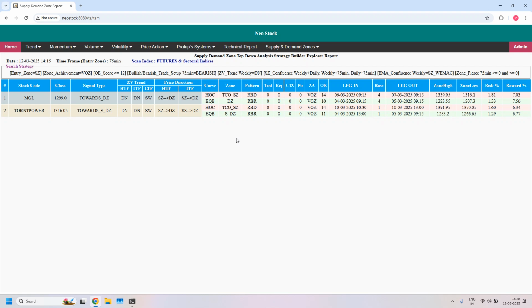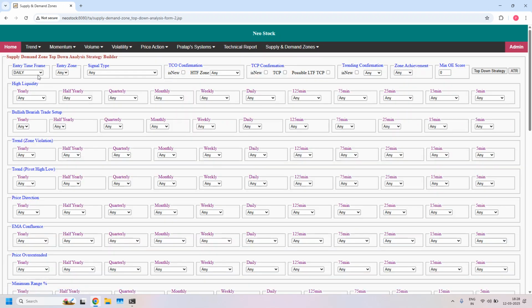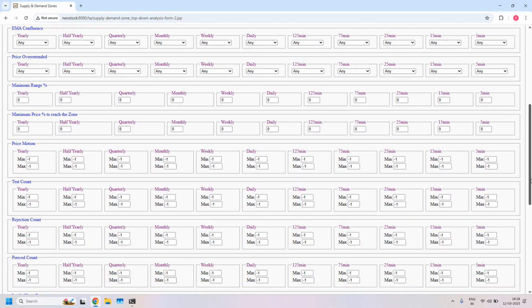Okay, next we will generate daily income trade reports. For daily income trade, entry time frame is 15 minutes, entry zone is demand zone. In bullish or bearish trade setup, at 15 minutes I am selecting bullish. Zone achievement should be violated opposing zone, minimum odd enhancer score should be 12, and this 15 minutes demand zone should not be pierced. So in the pierced count, at the 15 minutes time frame, I am selecting minimum value 0, maximum value 0.